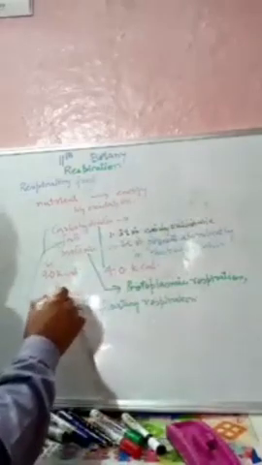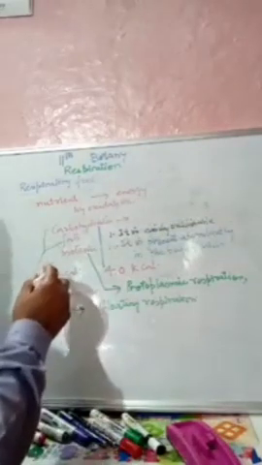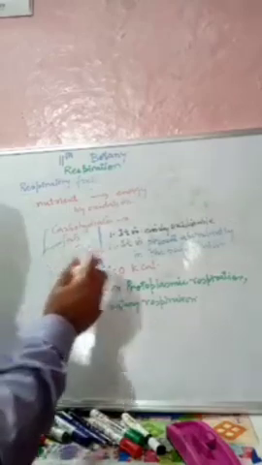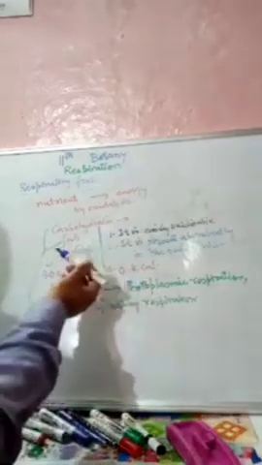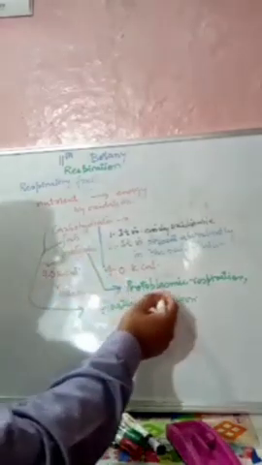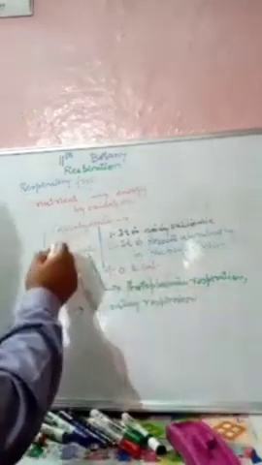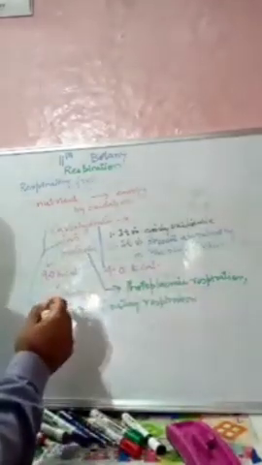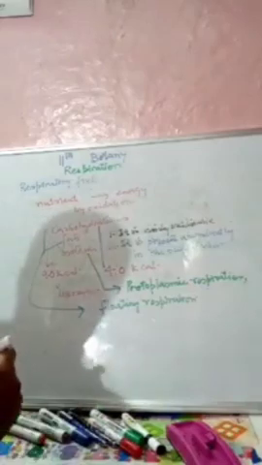When proteins are used as respiratory fuels, then it is called protoplasmic respiration. When carbohydrates and fats are used as respiratory fuels, then it is called floating respiration.